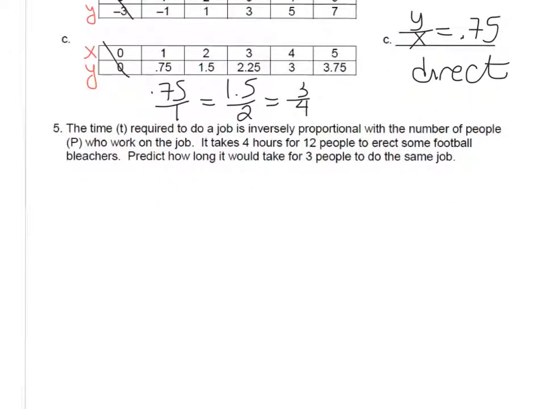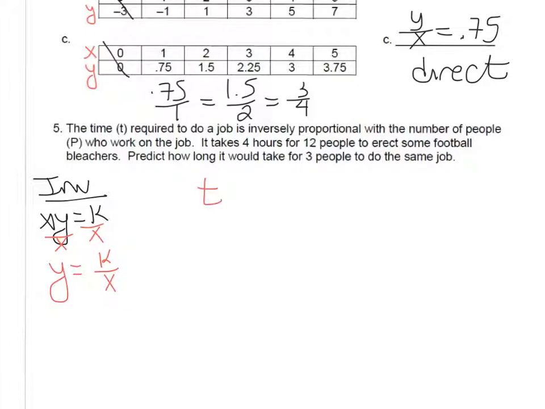Okay, for number 5, the time required to do a job is inversely proportional with the number of people who work it. All right, so this is a word problem. I'm going to go back to the equations where y was isolated. So for example, this one says inversely. Inversely means x times y is k. So I'm going to isolate the y, and I'm going to think of this as k divided by x is y. So the time required, so time is inversely proportional to people.